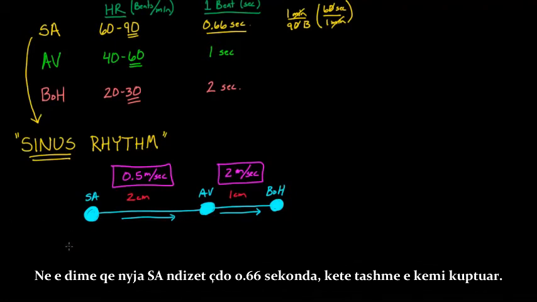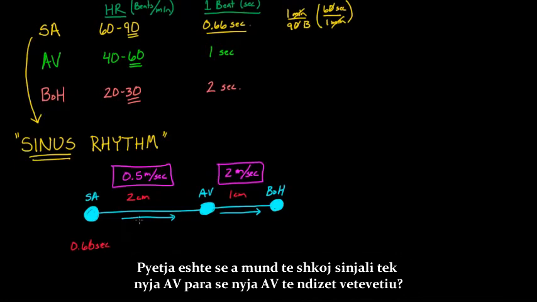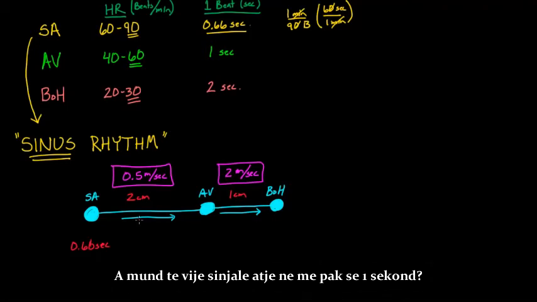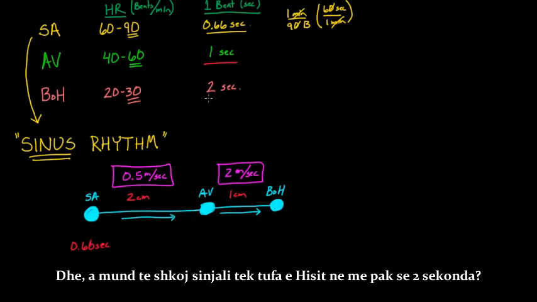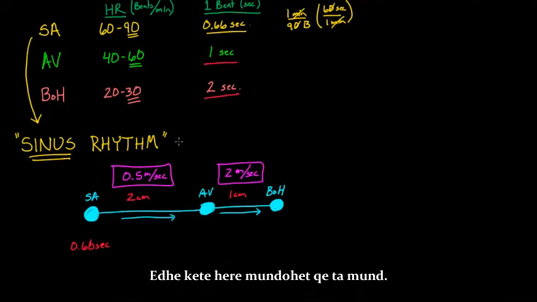So we know that the SA node fires every 0.66 seconds, right? That much we figured out already. So the question is, can it get a signal to the AV node before the AV node fires by itself? Can it get a signal down there in less than 1 second? You're trying to beat out this time. And can it get a signal to the bundle of His in less than 2 seconds? You're trying to beat out that time as well. So let's figure it out.